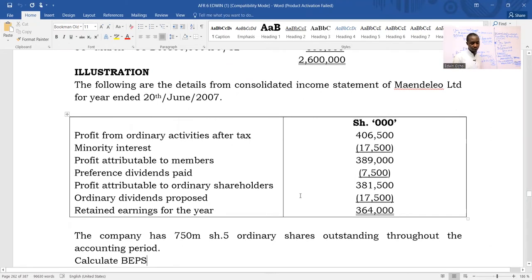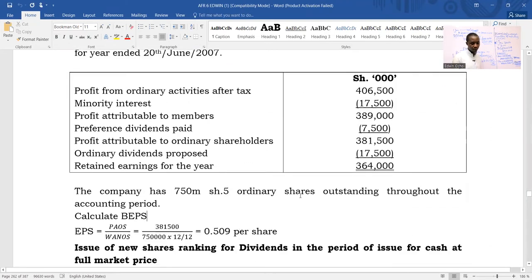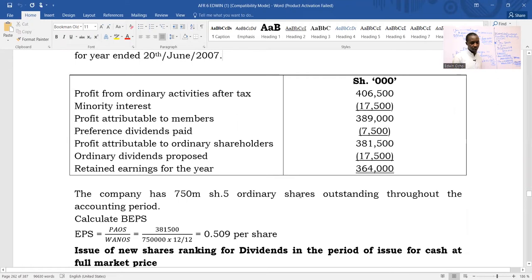So anyway, that is an illustration provided here, whereby they said the company had 750 million ordinary shares outstanding throughout the accounting period. You are required to do the basic earnings per share. So it's all about powers over owners. So already you have the powers, the profit attributable to ordinary shareholders. Once you have the powers, you divide with what? The owners, you weigh the shares.